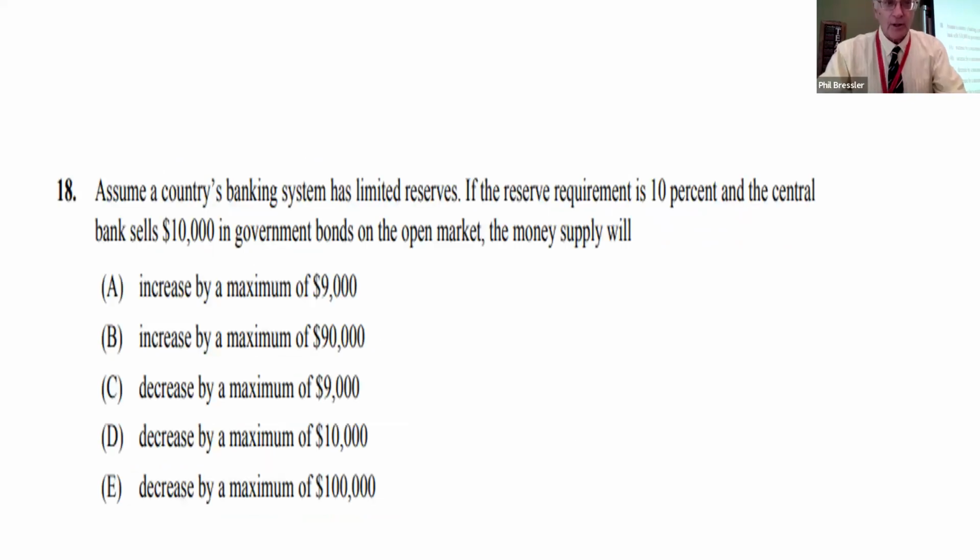All right. Assume a country's banking system has limited reserves. If the reserve requirement is 10% and the central bank sells $10,000 in government bonds on the open market, the money supply will... Give you a minute. Is the central bank basically the same thing as the Fed? The only difference is this year, if you see the Fed, it's ample reserves.